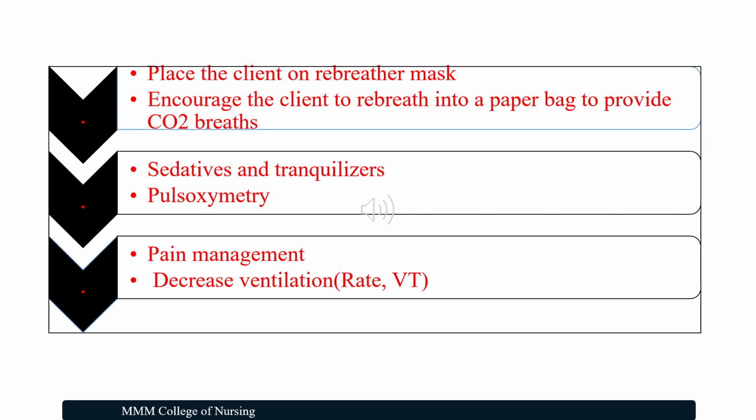Coming on to the management, place the client in a rebreather mask, and encourage the client to rebreathe into a paper bag to provide a carbon dioxide breath. We can give sedatives and tranquilizers, use pulse oximetry to check the oxygen level, provide pain management, and decrease the ventilation rate.